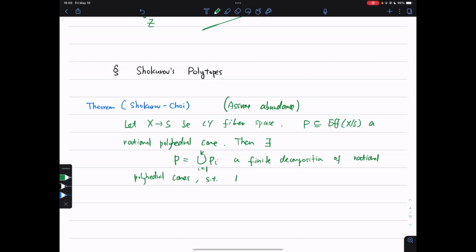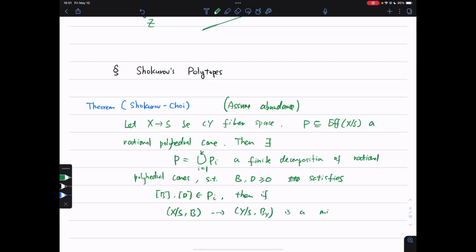such that if two divisors, arbitrary two divisors, have their classes living inside the same cone of the decomposition, and if one of them has a minimal model, then the other one is also a minimal model.